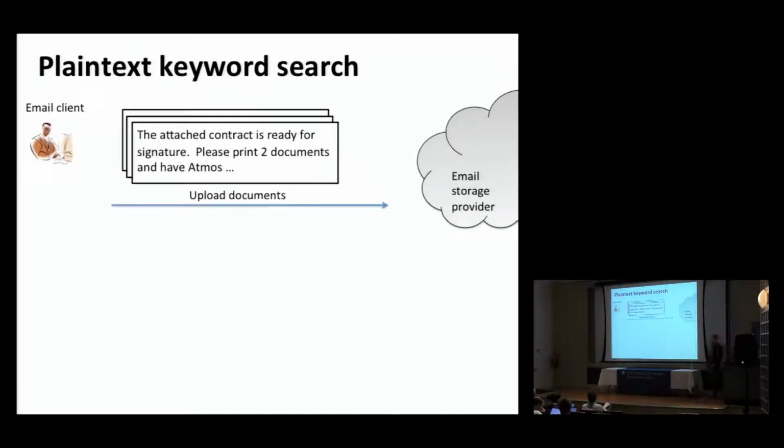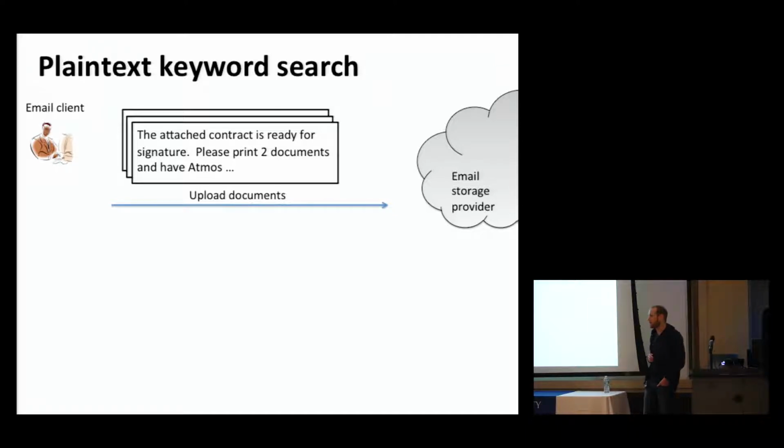Okay, so just to set some of my notation, we can go over the plaintext keyword search setting that has been assumed in these prior works on searchable symmetric encryption. You have some type of email client. That's the concrete example I'll be running with. He has a bunch of emails. These are our documents, and they get uploaded to some type of storage provider.